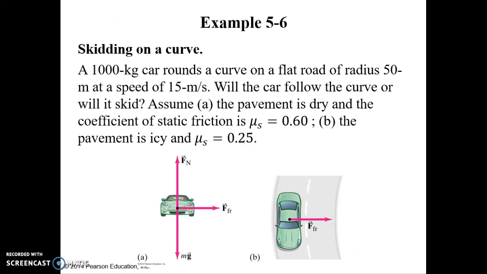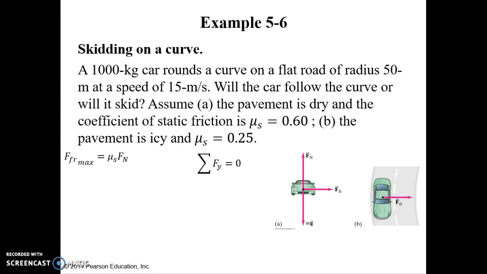In this example, we have a 1,000 kilogram car that rounds a curve on a flat road of radius 50 meters at a speed of 15 meters per second. Will the car follow the curve or will it skid? Now assume that the pavement is dry and the coefficient of static friction is 0.6. And then for part B, we'll assume it's icy and now the static coefficient is 0.25.